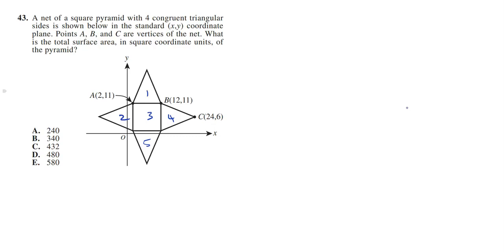So we have from 2 to 12 and 1 to 11. So the square has a length of 10 units. So the side is 10 units. So the area here is going to be 100.